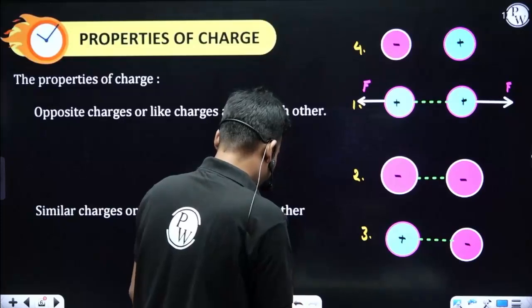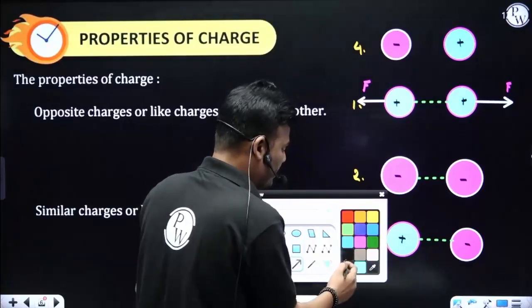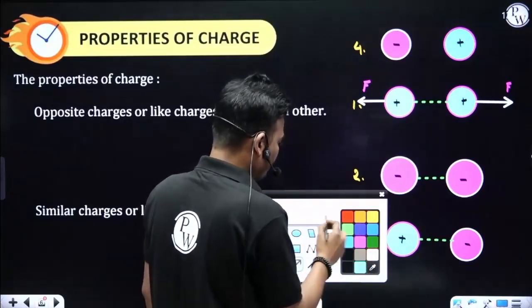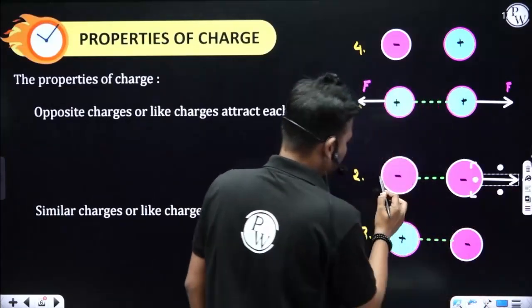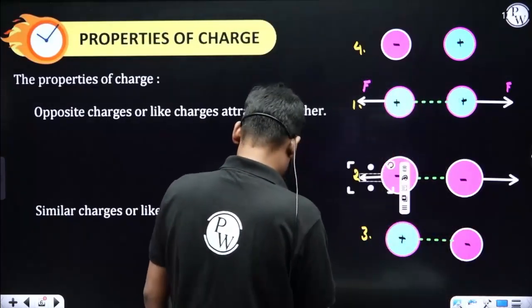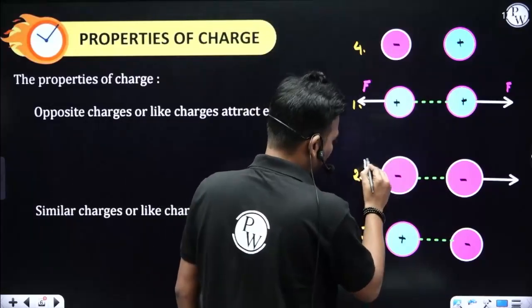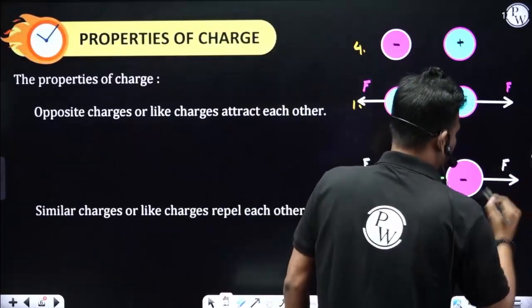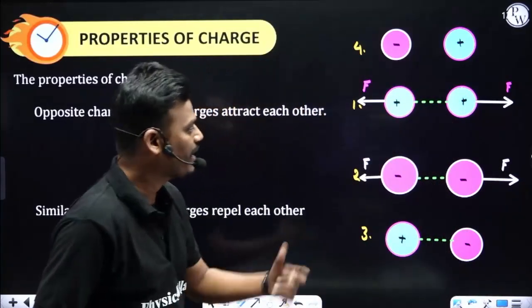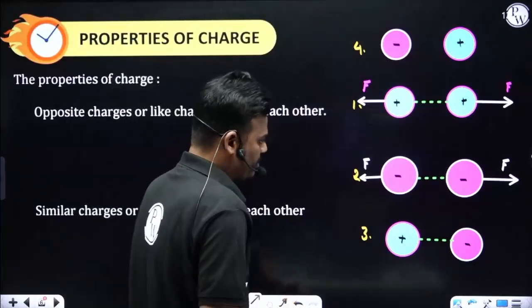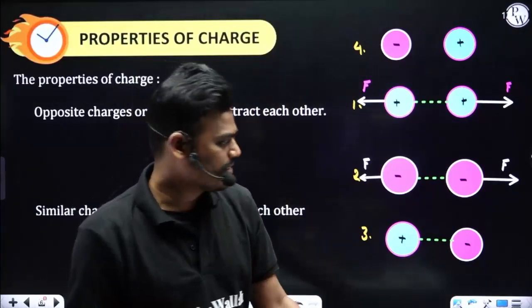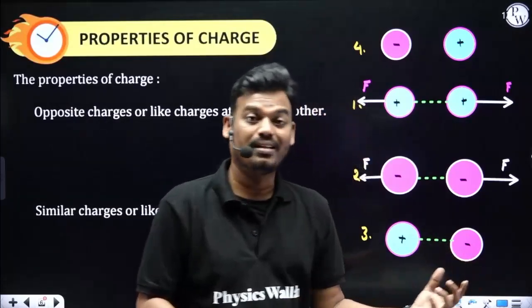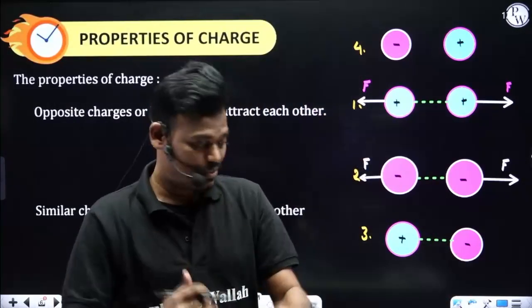Second case, here also like charges are there. Therefore, you can expect the same repulsion, that is, the force of repulsion, since the nature is the same. And then the third case: here a positive and here a negative, opposite in nature. What is the nature of these two charged particles? That is opposite in nature, positive and negative.